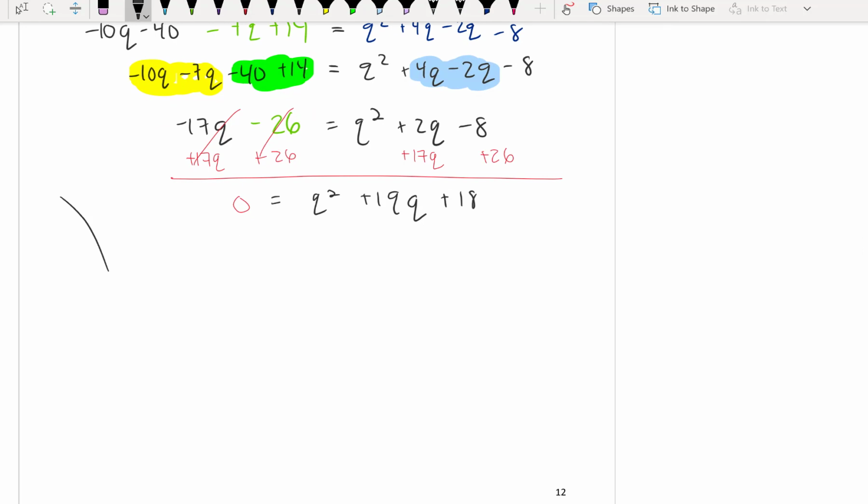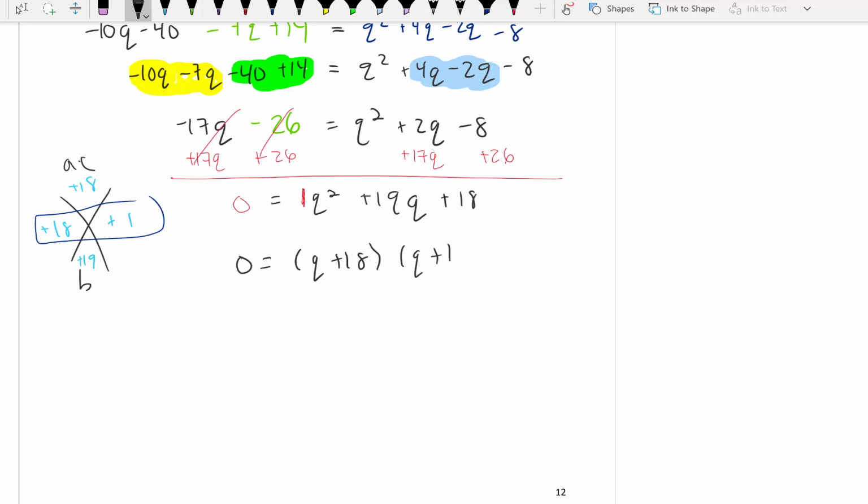So if I were to do the AC method and rewrite my middle terms, well, I would get that A times C is a positive 18. I get a positive 19. So here, 18 and 1, if they're both positive, will give you a positive 19 and adds up to a positive 19 and multiplies to a positive 18. And because the leading coefficient here is 1, then I know exactly how this is going to factor. I have my q plus 18, and I have my q plus 1.